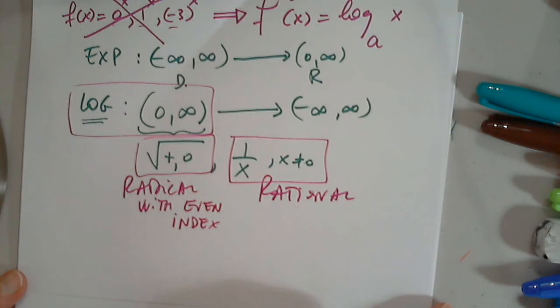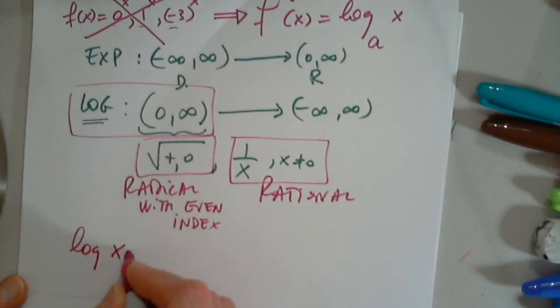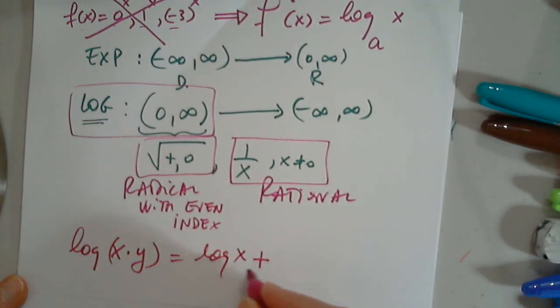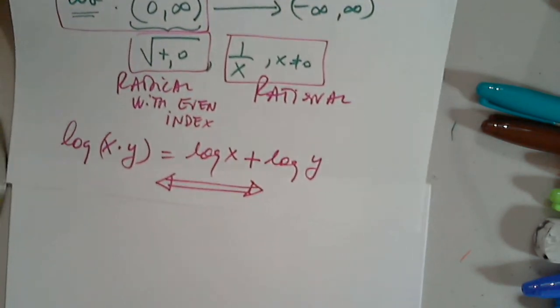Okay, so some properties here, and we know that log of a product in any base is the sum of the logs, but also vice versa. If I have logs in the same base, log of 5 plus log of 3, I can write log of 5 times 3. So it goes both ways. That's one property.